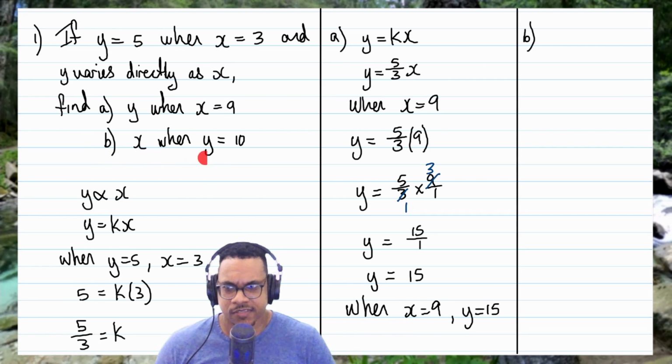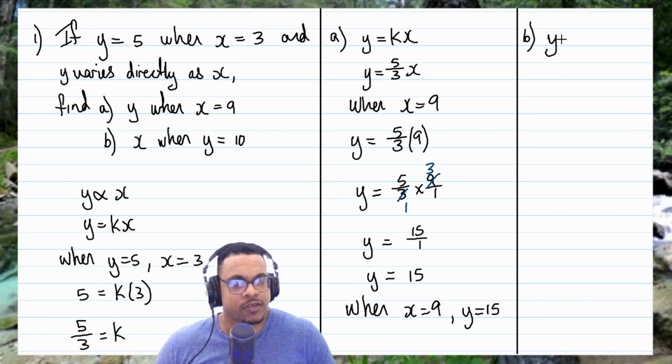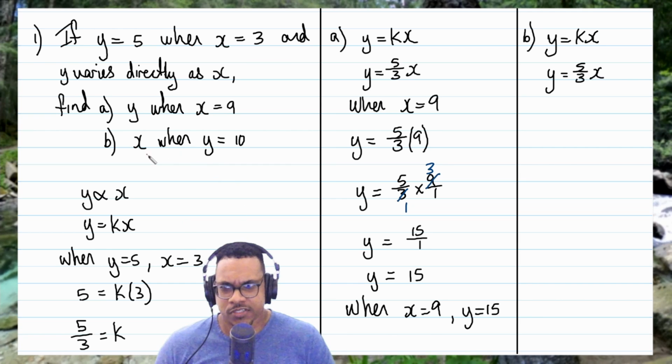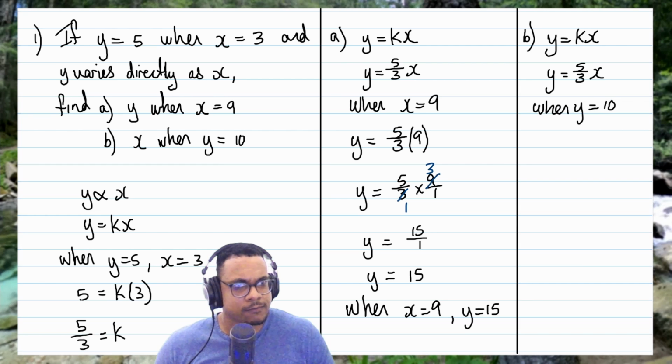For part B, we'll be using this information. When y is equal to 10, we want to find x. So we write over this equation here, y is equal to k times x. So we have y is equal to, and k is 5 over 3, so we have 5 over 3 times x. And now we'll use this information when y is equal to 10. So when y is equal to 10, we'll be substituting this into this equation here. So we'll have 10 is equal to 5 over 3 times x.